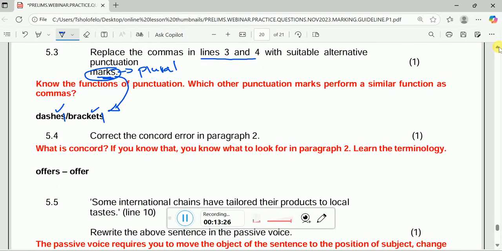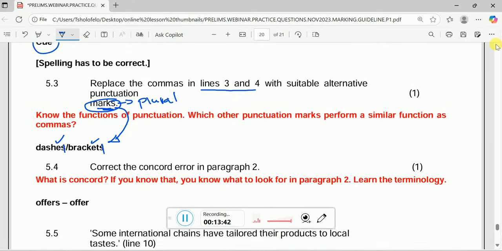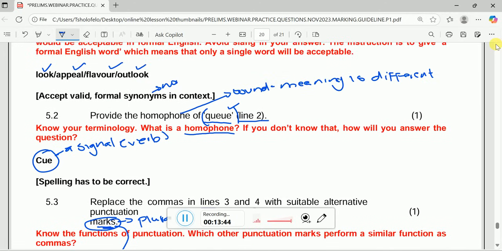If the sentence cannot convey meaning because the subject disagrees with the verb, you can hear, when you pronounce the sentence out, that the meaning is somehow distorted. Then you can easily pick it up that it's a concord error. Now, 5.4. We go to paragraph 2 so that we can establish exactly where the error is.